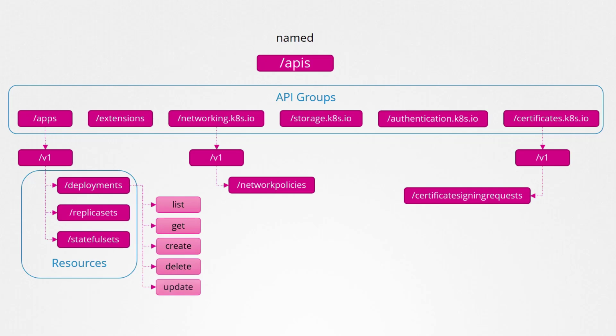Each resource in this has a set of actions associated with them, things that you can do with these resources, such as list the deployments, get information about one of these deployments, create a deployment, delete a deployment, update a deployment, watch a deployment, etc. These are known as verbs.